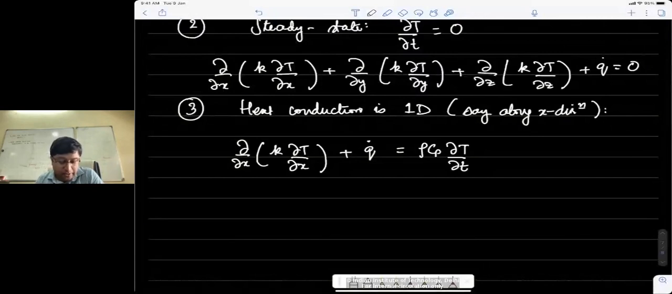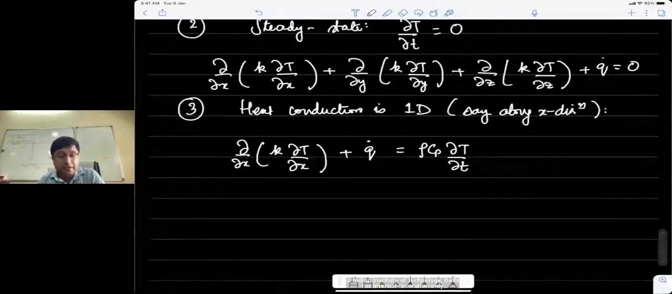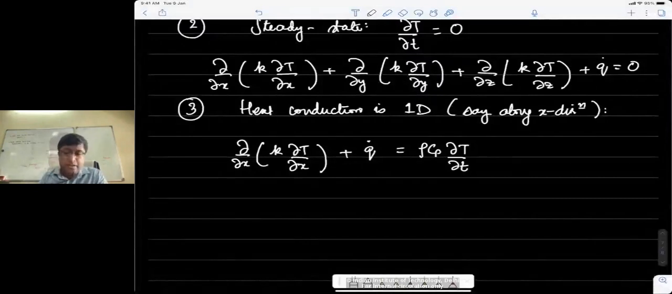So the next module that we will start maybe later this week, or early next week, will be calculating the solutions of this equation, the 1D heat conduction equation, for a variety of scenarios. Okay, so I think I've covered a lot of material for today. So we will stop here.